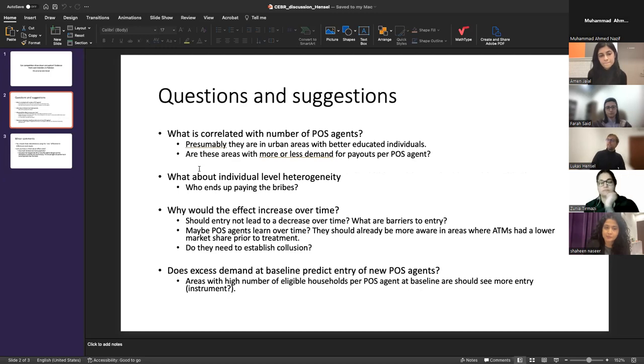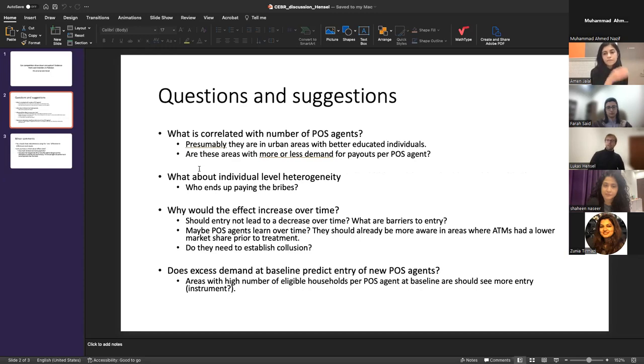But I have a few questions. These are the four main questions that I came up with by reading it. First, given that your main result is a heterogeneous treatment effect, if you want, that's the main result, then I ask myself what is correlated with this number of agents, with your competition measure?